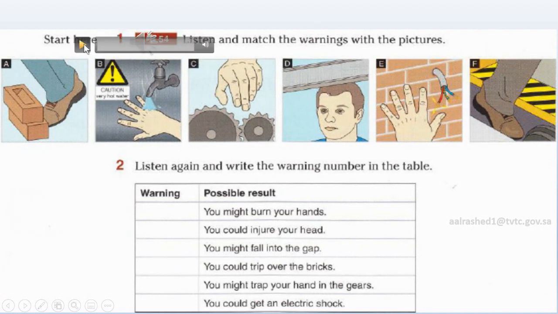Okay, let's start. Unit 10, recording 54.